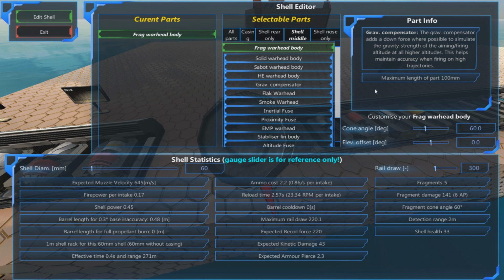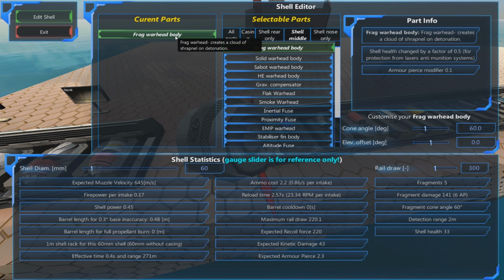It still is good, by the way, but it's not automatically better than a whole lot of other things. So, what this is, well, it says it right there. It creates a cloud of shrapnel on detonation. So there's 2 factors to frag. Well, no, there's 3 factors to frag. 4, actually, now that I'm counting and remembering.